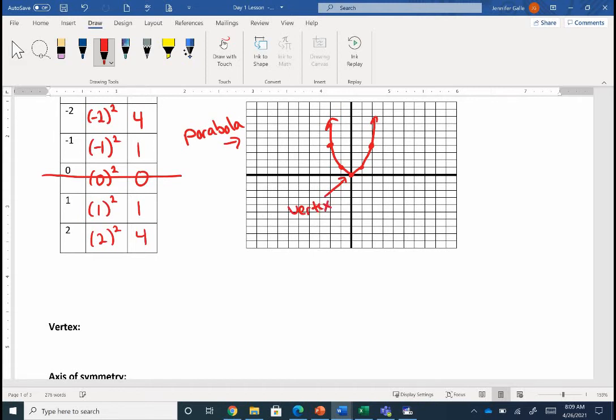There's a few different ways people like to phrase this. The vertex, and we will be reflecting this graph, so sometimes it'll open up, sometimes it'll open down. Some people like to say that the vertex is the lowest or highest point on the graph.